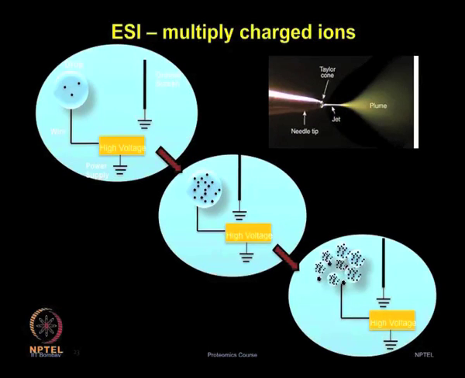The top panel is showing the Taylor cone generation, and in the center it is shown that production of multiply charged ions. Usually it is coupled to the MS via real time liquid separation.